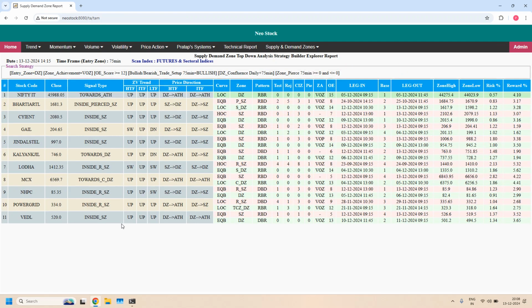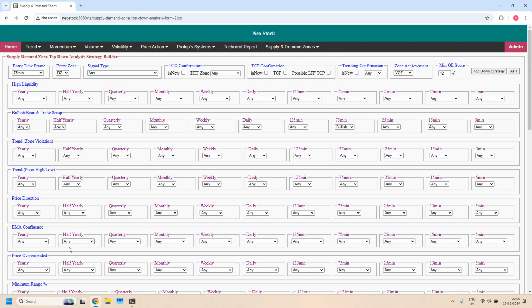With this filter, we got 11 stocks. In all these 11 stocks, the 75 minutes demand zones are part of the daily demand zone. And the daily trend is up in all these stocks. Because the 75 minutes demand zone is part of the daily demand zone and the daily demand zone is having daily EMA confluence, they are even more high probability trade setup supported stocks as per the concepts learned in lesson 27.